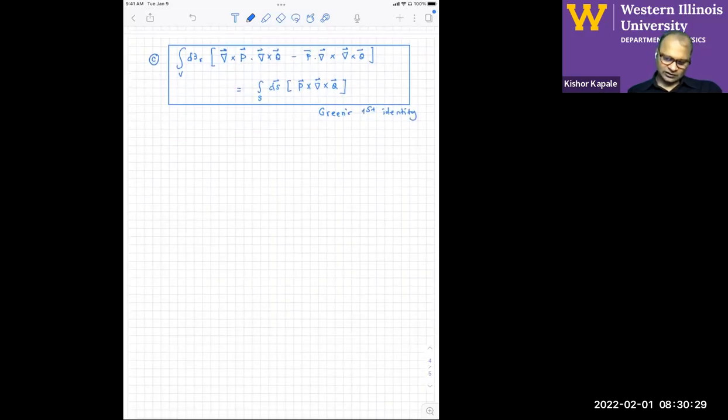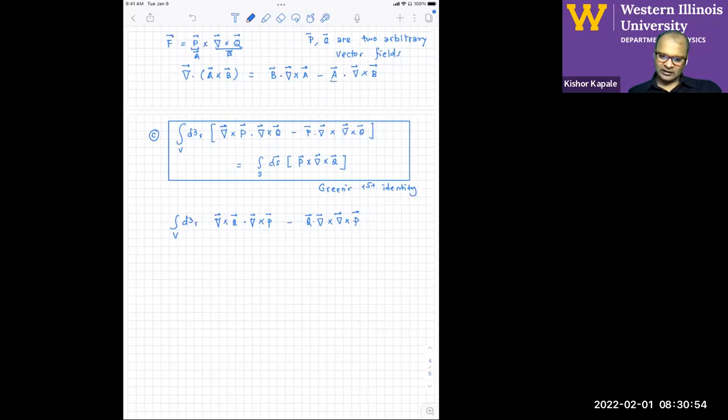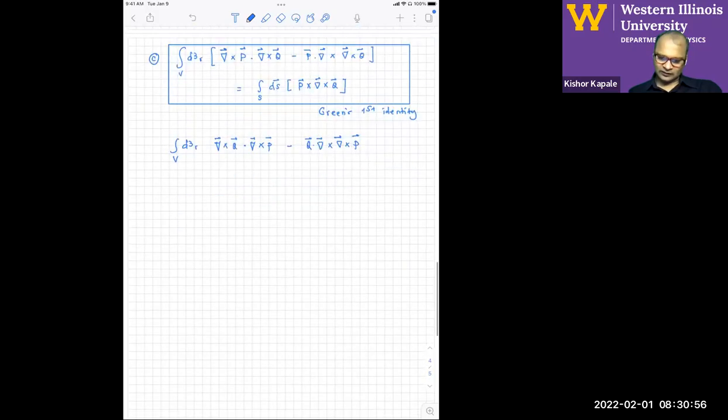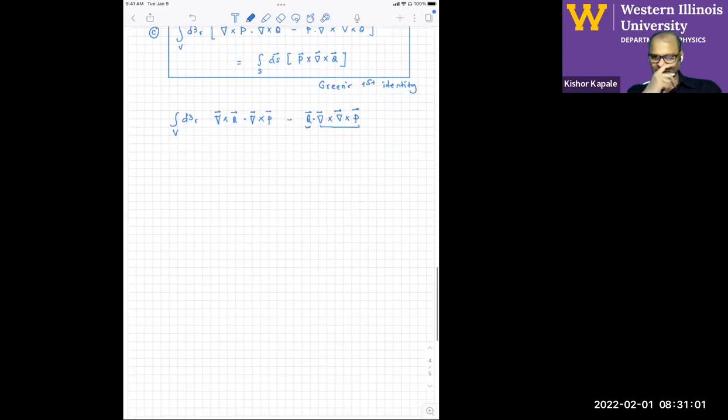Let's change the order of the two vector fields. And we are going to get gradient of the curl of Q dotted with curl of P, minus Q dotted with gradient, curl, another curl of P now. Right, so where is that coming from? A with the curl of P. So A dotted with curl of B. So the other function.